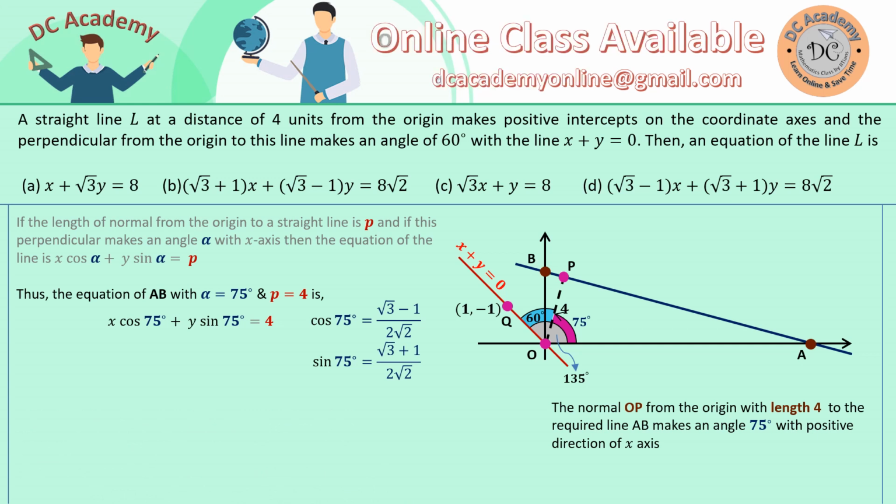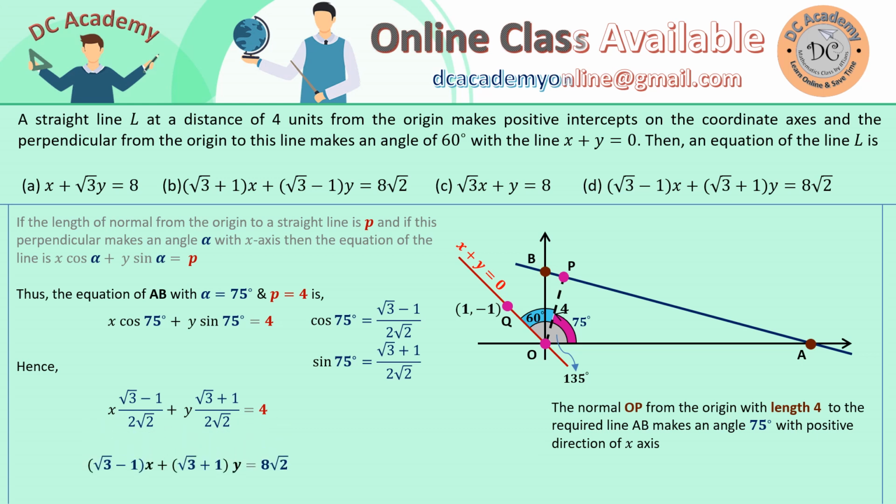Let's go ahead and substitute everything in the appropriate place. After substitution, we get the equation of a straight line. Now we multiply both sides by 2 root 2. If we do so, we get (root 3 minus 1)x + (root 3 plus 1)y = 8 root 2. So therefore, for this particular problem, we can understand that option D is the correct answer. Okay, that's it. So in this case, option D is the correct answer.